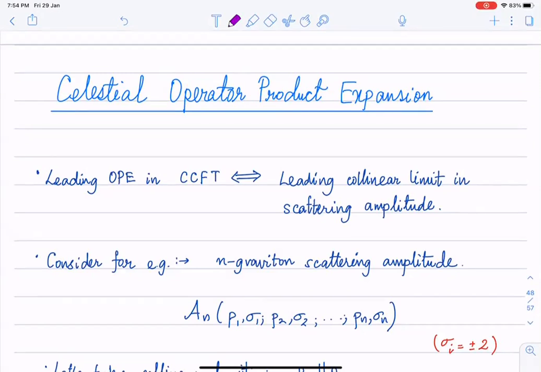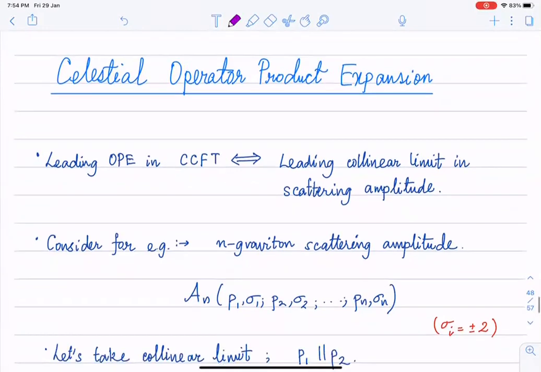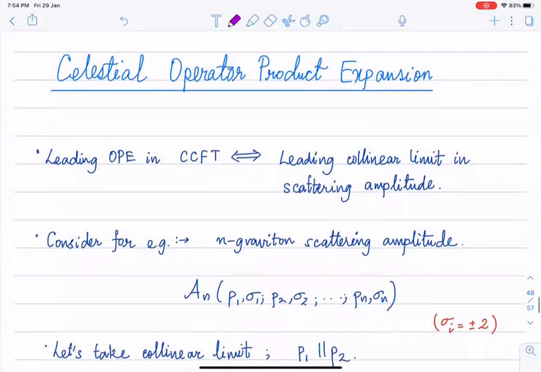As you know, the operator product expansion is a very important tool in the study of conformal field theories. Now one can ask: how does one study the operator product expansion in the case of celestial CFTs? The first question you may have is what the OPE in the celestial CFT corresponds to in the language of the scattering amplitude.